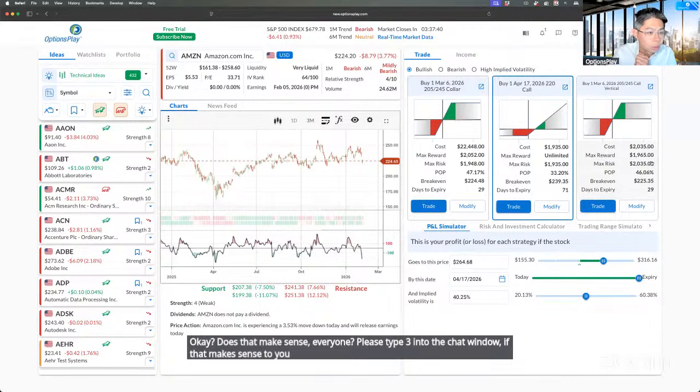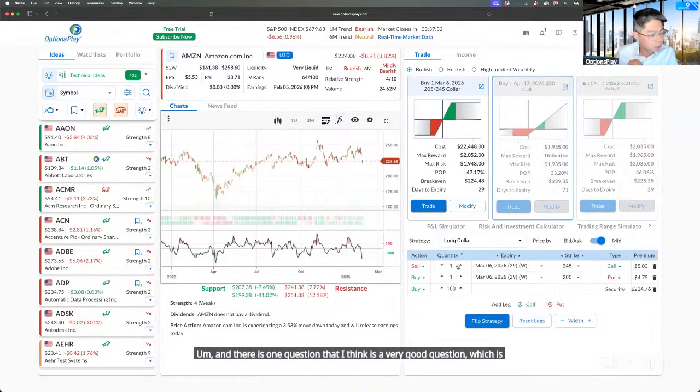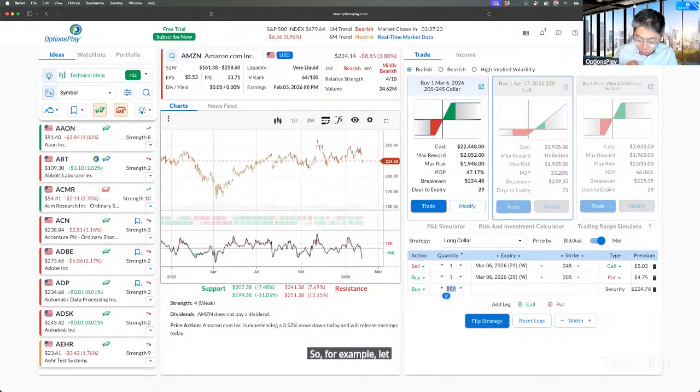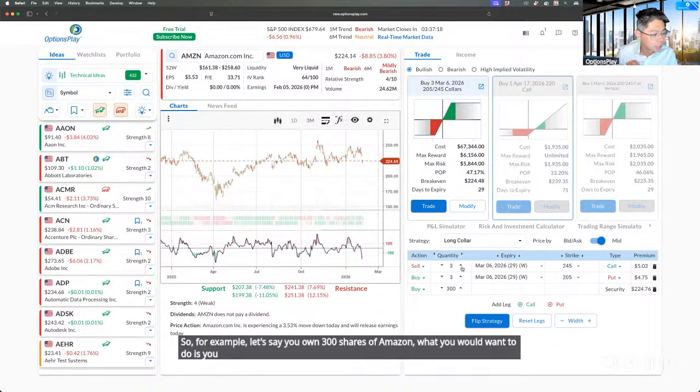We'll look at a few more examples here. And there is one question that I think is a very good question, which is, do you sell one contract and buy one contract for every 100 shares you own? And that is correct. So for example, if you own 300 shares of Amazon, you would want to sell up to 3 contracts and buy up to 3 contracts of a put.